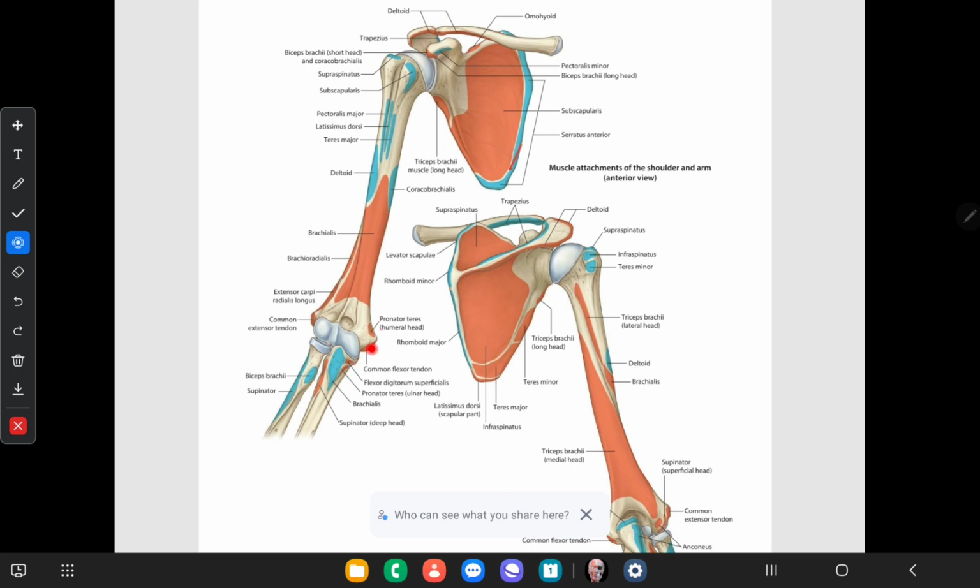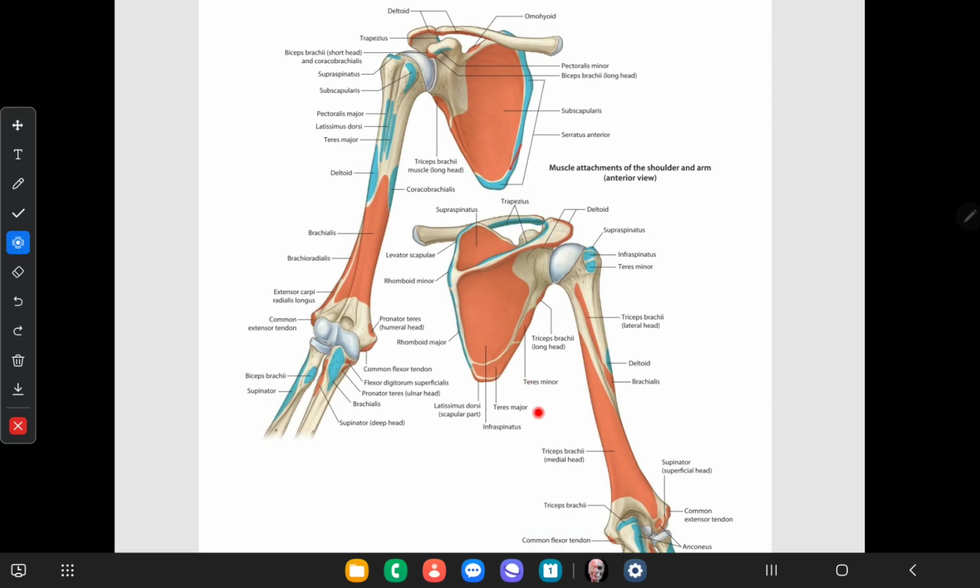Most of the muscles in the flexor compartment of the forearm originate from the medial epicondyle. That's why it says common flexor tendon. This is the common flexor origin, medial epicondyle. Here the medial supracondylar area gives origin to the humeral head of the pronator teres muscle as well.